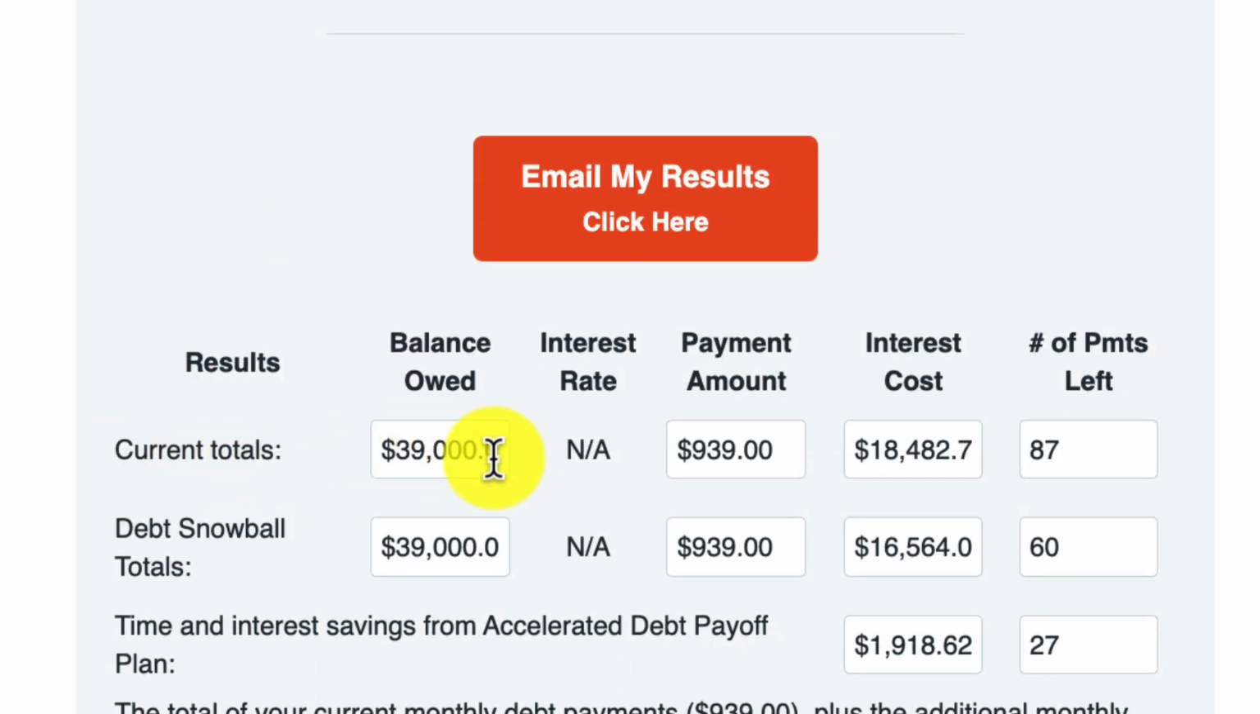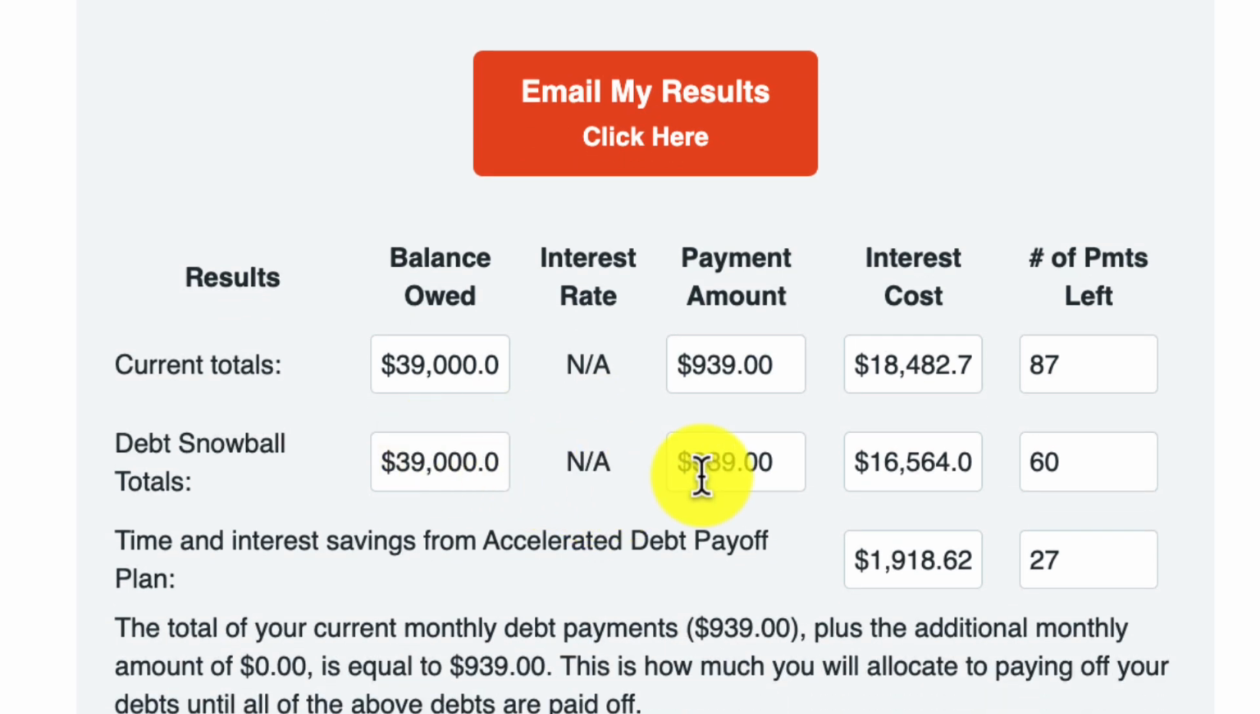This first line is what's going to happen if you don't do anything. In other words, you don't implement the Avalanche method. You just simply pay off each debt, and when the money becomes available from paying one off, you do whatever you want. What we were showing is the Avalanche method, where you take that additional money as a debt's paid off and you pay it onto the next debt.